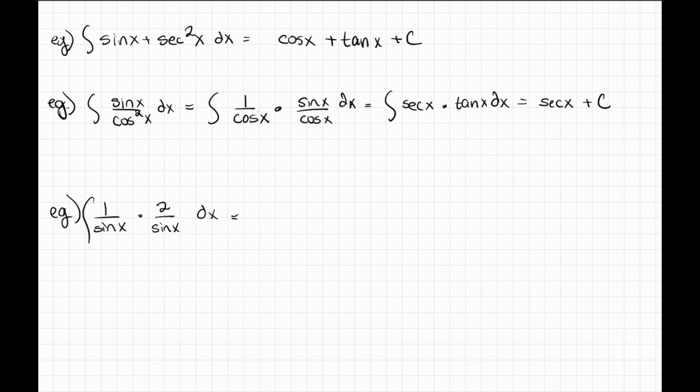Okay, let's work with this third example. We have 1 over sine x times 1 over sine x. I'm going to go ahead and bring out the 2 because I don't want to worry about it at all. And then I'm going to combine these two sines into one. That's going to be sine squared x dx. Correct?